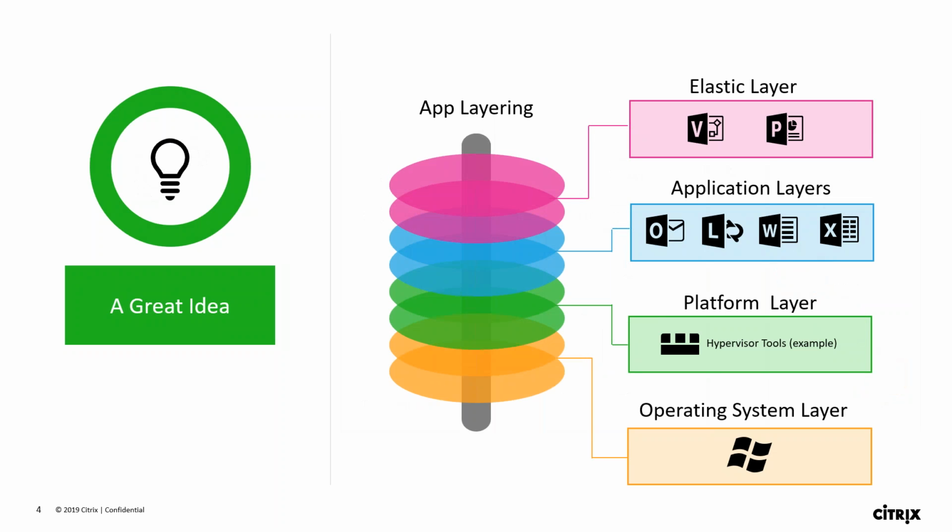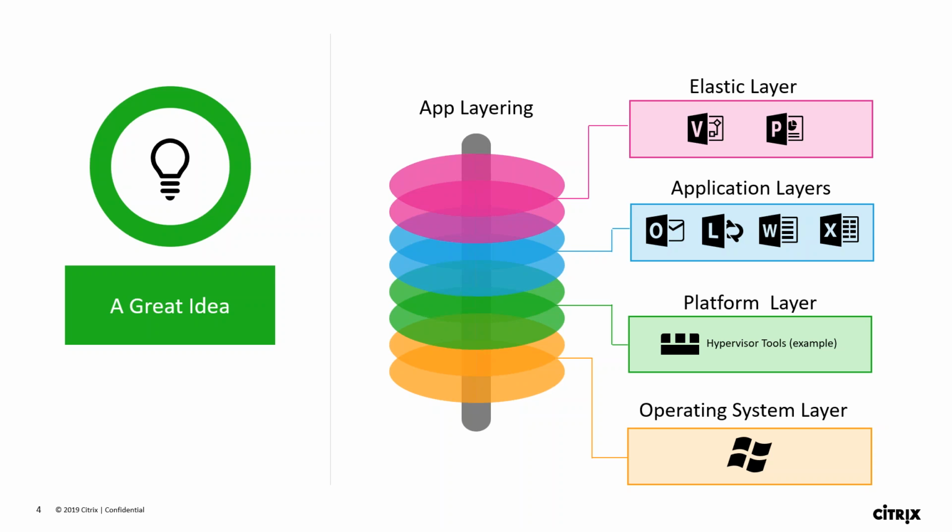App layering is a process used to deliver a complete virtual desktop to an end user. We can create and manage the following types of layers. Again, the layers that we can create are the operating system layer, the platform layer, application layer, and elastic layers. App layering is an app imaging management solution. It is a process and a technology, as I said a moment ago.